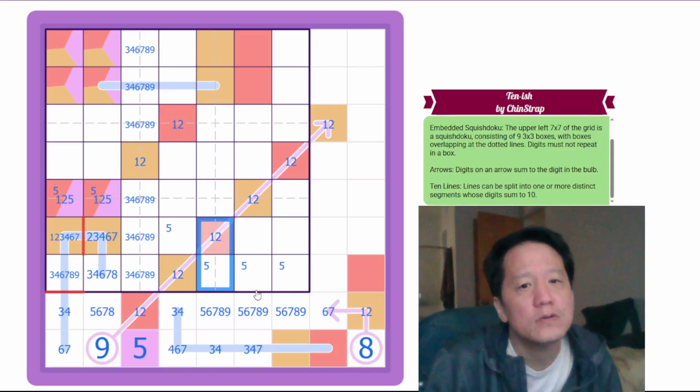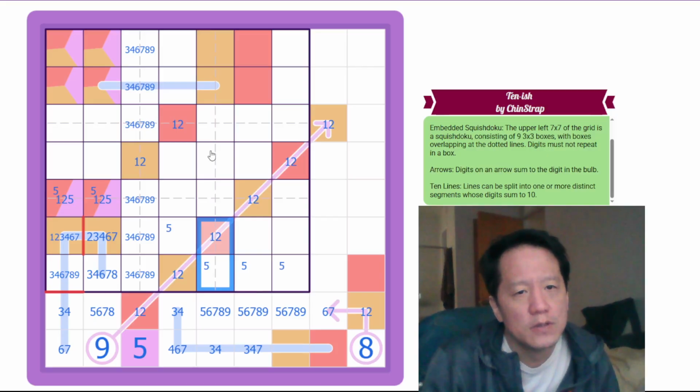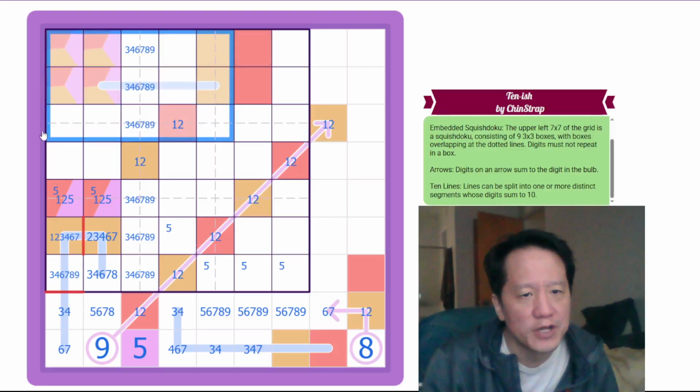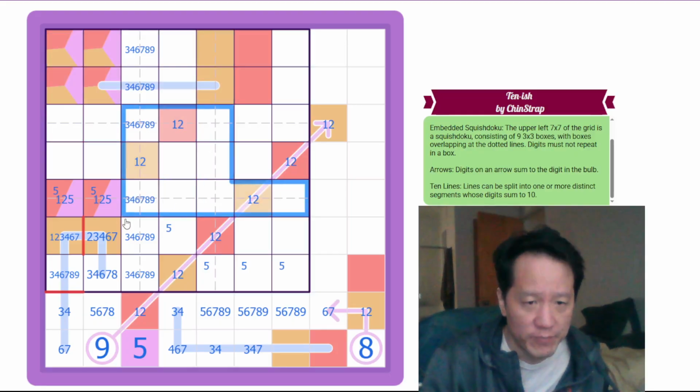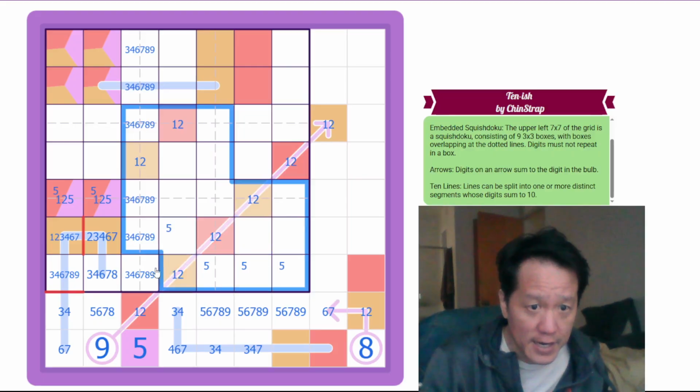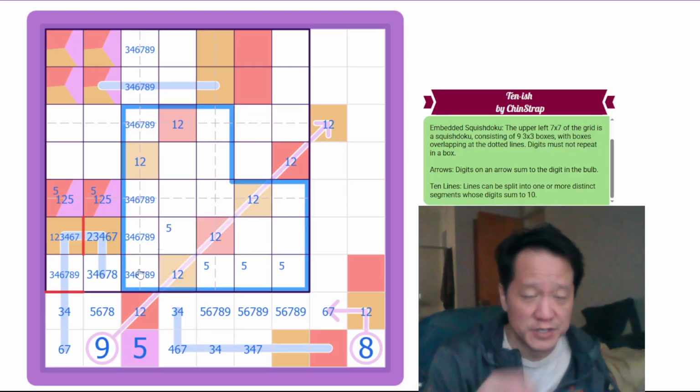But that means either box 1 and box 2 have already had that digit set. And you have obviously box 5. And then you would have box 8 and 9 having those set.